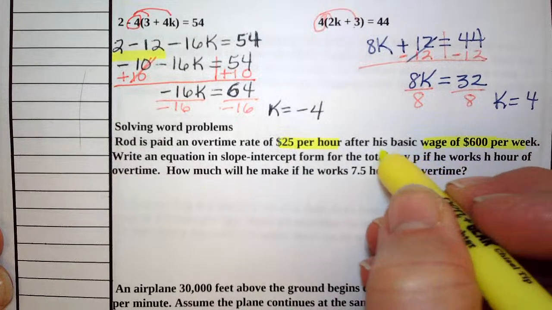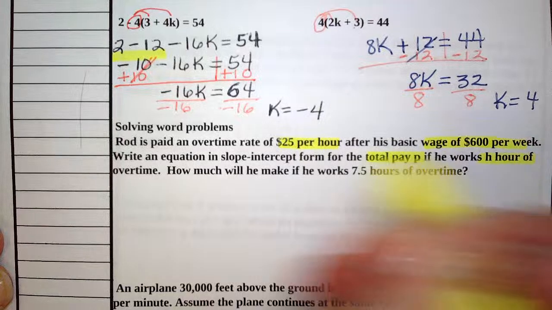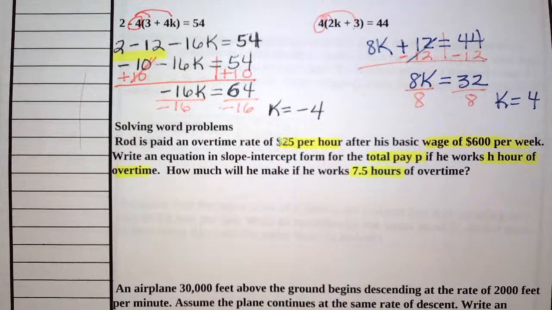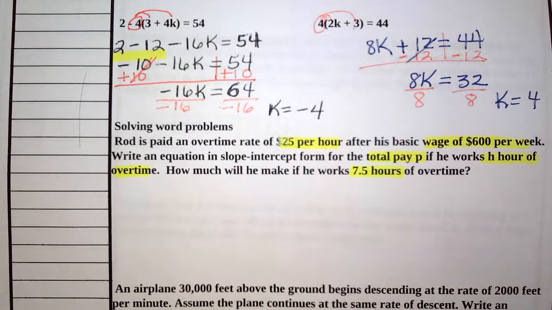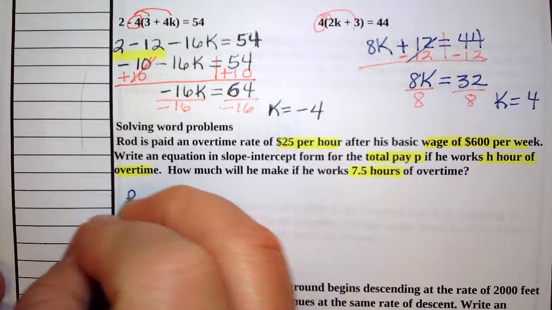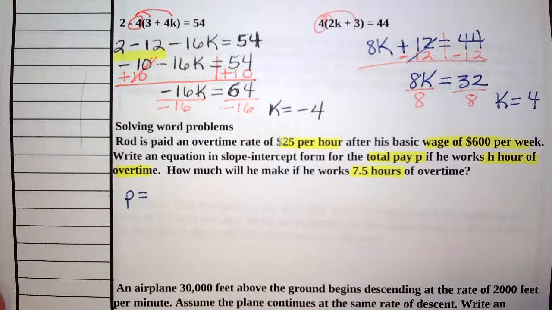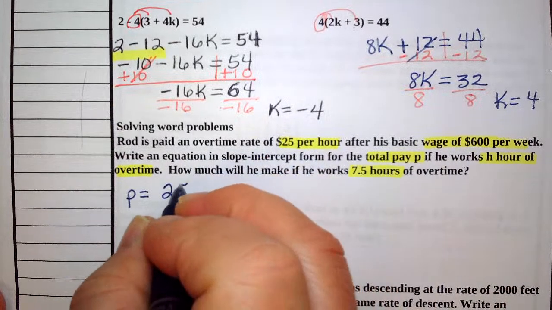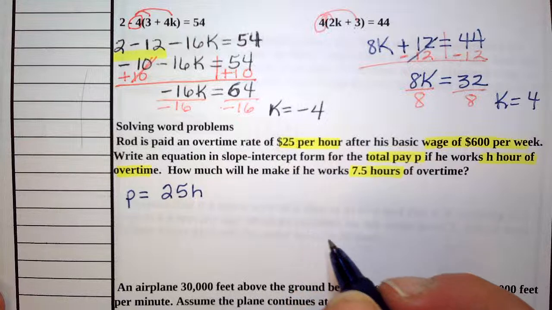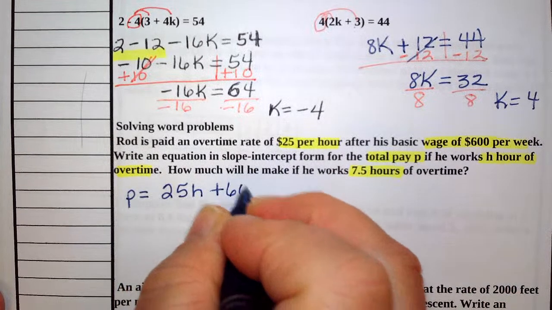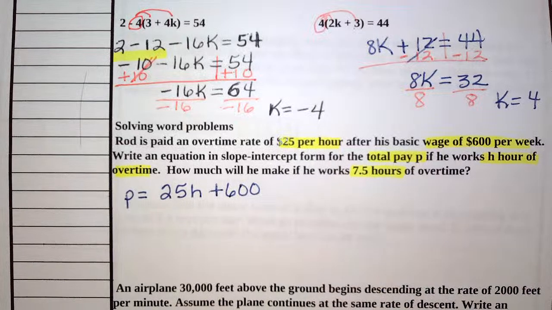So P is the total pay, H is the hours of overtime, and we're going to look at 7.5 hours of overtime. Let's start with the equation. What does it look like? Total pay P. So our total pay is equal to, we've got the overtime, so that would be 25H. Is that all he makes, though? No, he makes $600 a week for his 40 hours.